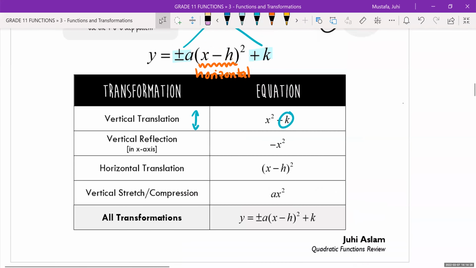Going back to our chart over here, let's talk about what the sign in front of the equation means. If you have a sign that is positive, it means your parabola is going to open up and it's going to look like that. If the sign is negative, it means your parabola is going to open down and it's going to look like that. The official words is it's a vertical reflection in the x-axis. So to describe it, we would say vertical reflection in the x-axis.